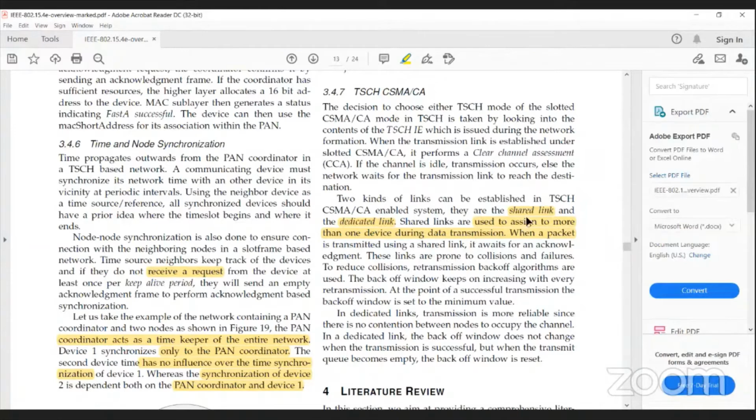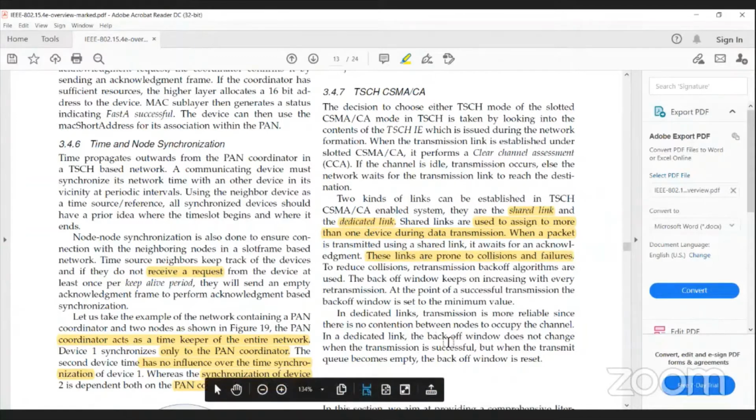Let me just check this. The shared link and dedicated link. Shared links are used to assign to more than one device. That's what we said here. And these links are prone to collisions and failures and all of that. At this point, on a successful transmission, the backoff window is set to the minimum value.